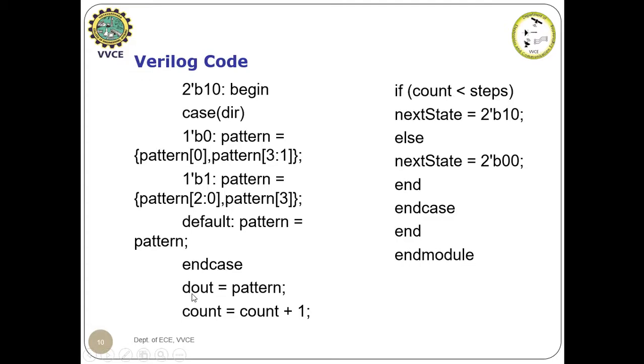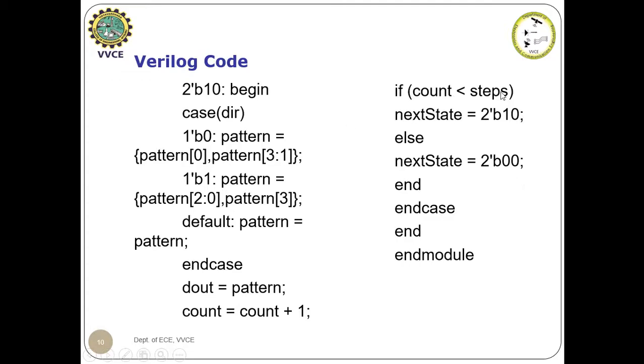Since I have 4 stator windings, I am energizing each of these patterns in the coil based on my switch variable. Then after that I am incrementing the count value. I am finally using this if loop to come back to my initial state 0. I am checking the condition: if count is less than the steps, the next state is 2-bit binary 10. Otherwise, it has to come back to 2-bit binary 00.